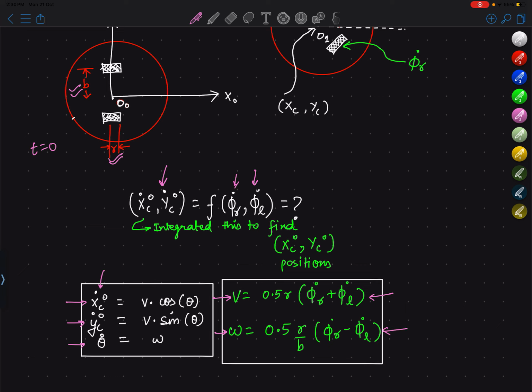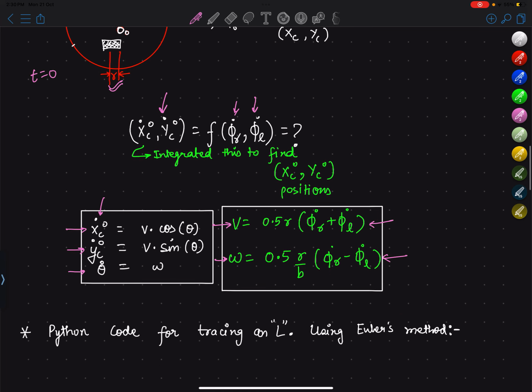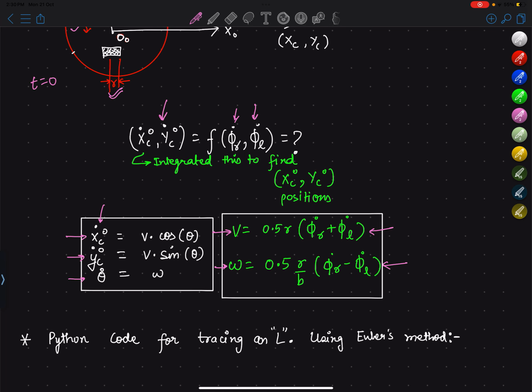So this was the forward kinematics that we derived in the last lecture, and we also used these forward kinematics equations to write a Python code to trace an L shape with a differential drive robot. We plotted the differential drive robot's position using Euler's method for integration. In differential drive, the forward kinematics is given as velocities, and to get the position of the robot you have to integrate these velocities. For the method of integration we used Euler's method, and we plotted.